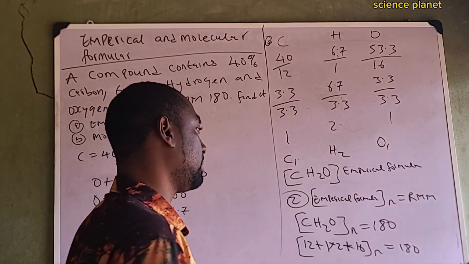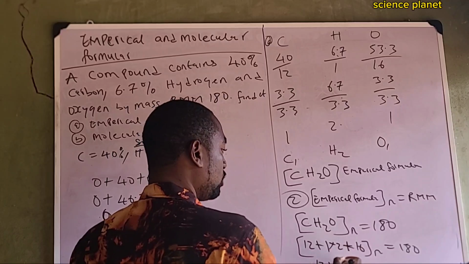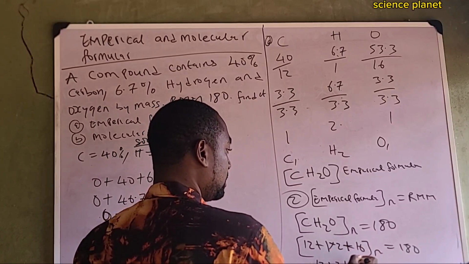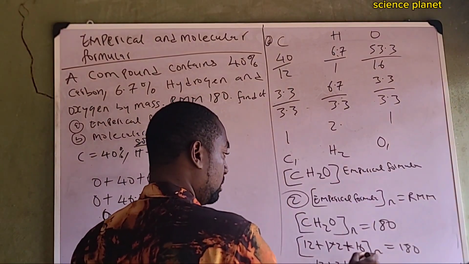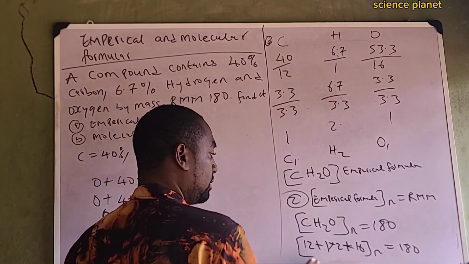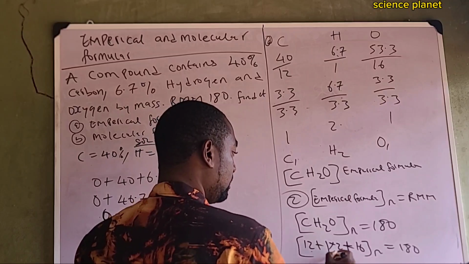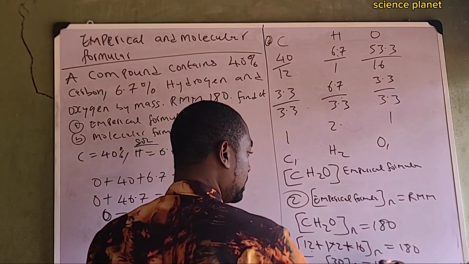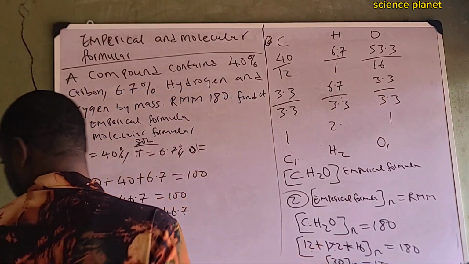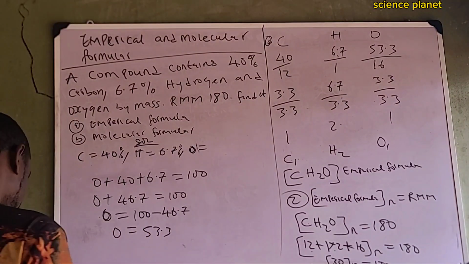We come add up everything. So 12 plus 1 times 2, 2, plus 16. When we add everything, 12 plus 2 plus 16 will give you 30. So 30 bracket N equals 180. Okay, make we clean here, solve the rest of the question for the board here.